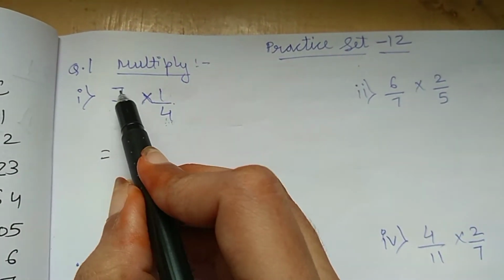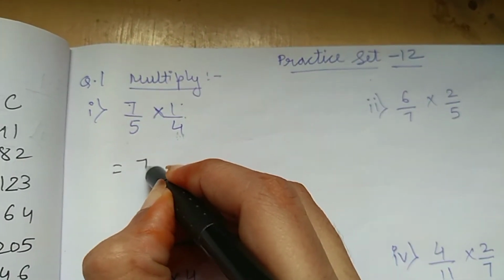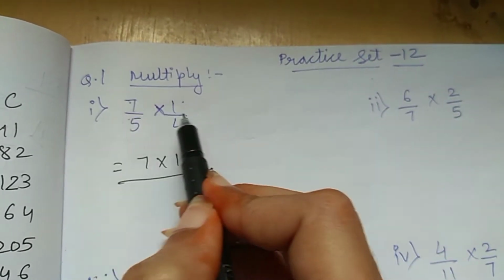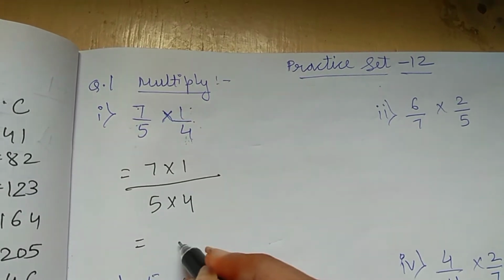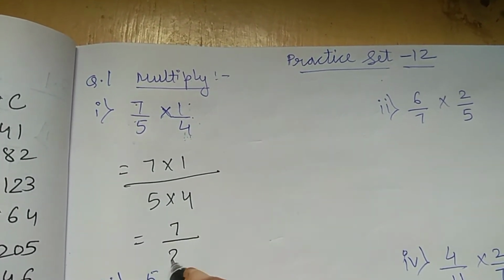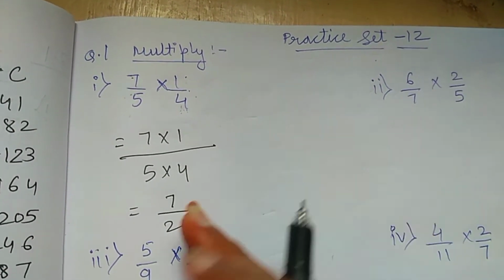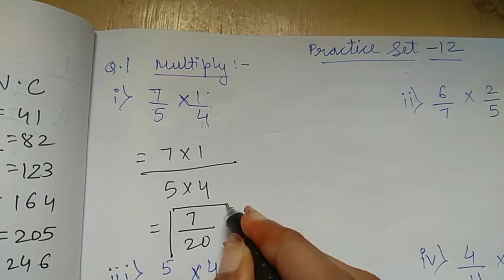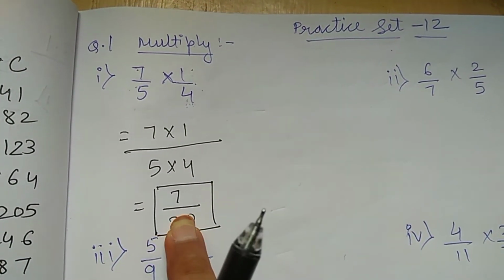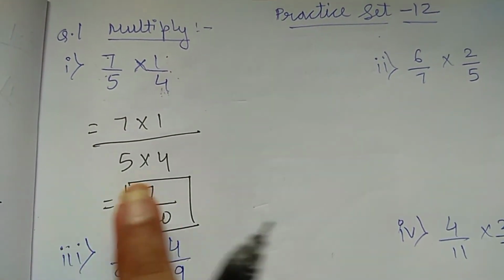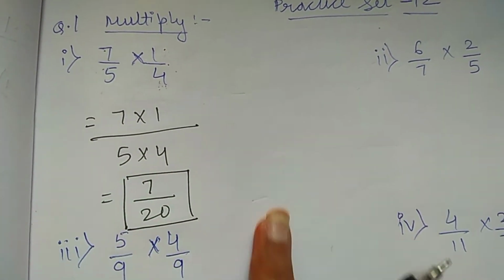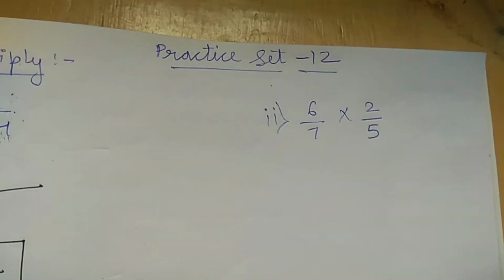We have to multiply numerator to numerator, denominator to denominator. Very simple. So 7 ones are 7, 5 fours are 20. This is our final answer. Now I am putting a box to this one. You all know how to put a box. You will write the question and the answer and then the box.